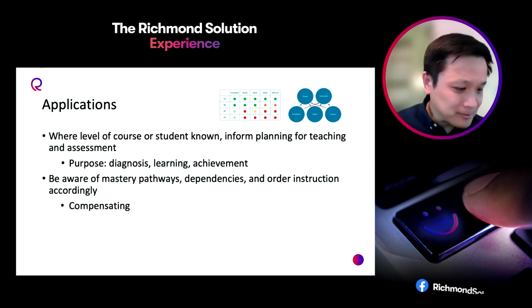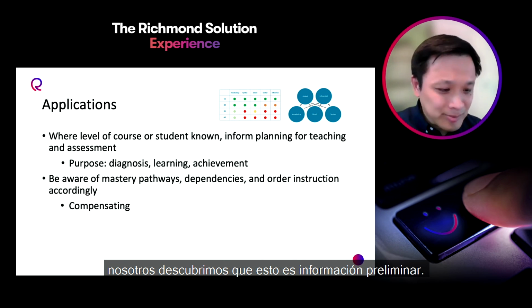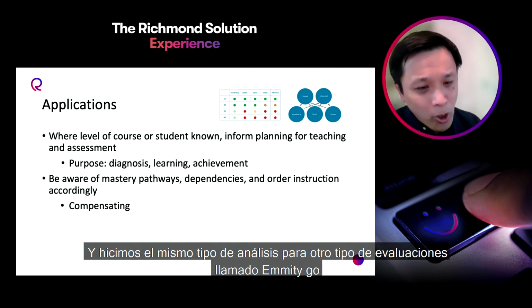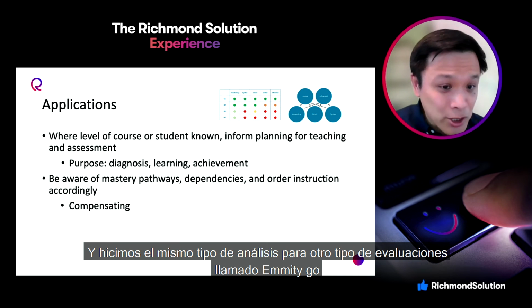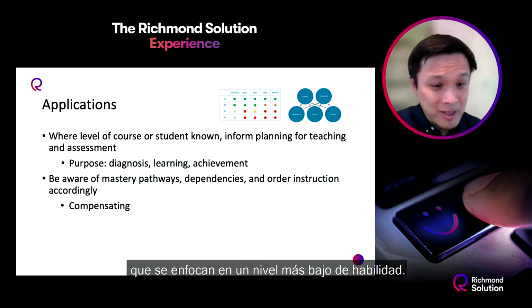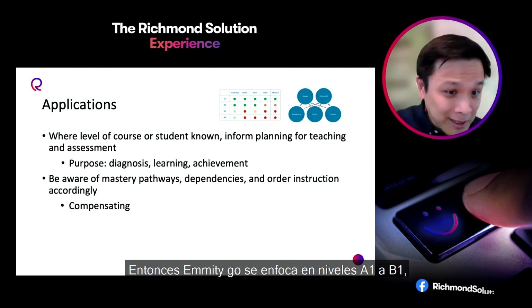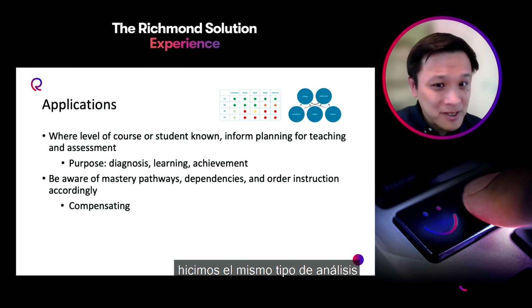And in fact, we found out, this is some preliminary information. We also did the same sort of analysis for another test of ours called MET Go, which is focused on a slightly lower level of ability. So the MET Go focuses on levels A1 to B1. And we did the same sort of analysis.